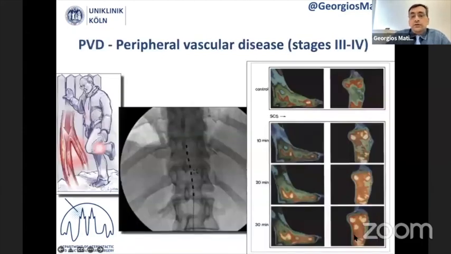Patients with peripheral vascular disease, the best patients are patients with stage 2B and 3, but some patients in stage 4 could be candidates. Here we should place a lead with the tip at T10 in the midline for both legs. On the right side of the slide, you can see the temperature of the foot before starting the therapy, the control, and 30 minutes after. You see the color is completely different. After 30 minutes, it's more red. Red means more blood is coming in this area, so we can improve the quantity of blood that is coming, and we can improve the chronic pain.